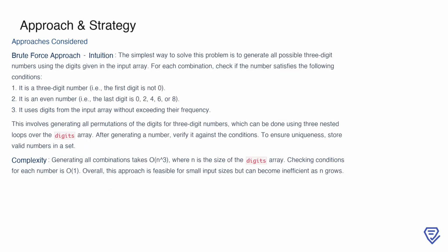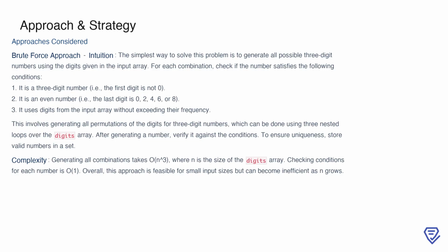To begin solving this problem, we can consider a brute force approach. The intuition here is straightforward: generate all possible three-digit numbers using the digits provided in the input array, and then validate each combination against a set of conditions. First, the number must be a valid three-digit number, meaning the first digit cannot be 0. Second, the number must be even, which means its last digit must be one of 0, 2, 4, 6, or 8. Finally, the digits used to form the number must adhere to the frequency of digits in the input array. In other words, we can't use any digit more times than it appears in the input.